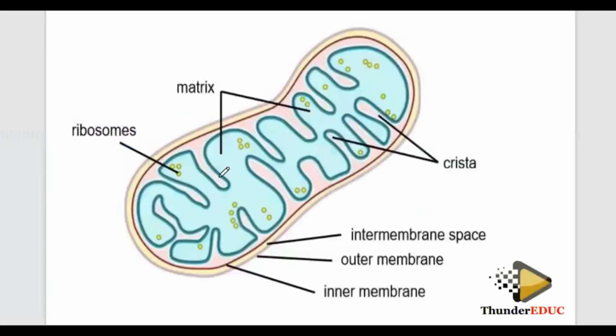Yes, it has an outer membrane. The outer membrane is smooth, but it has the inner membrane. The inner membrane is infolded. You see it that the inner membrane is infolded. Why is it infolded? It's infolded to increase the surface area for this reaction to take place. Yes, that's why when you look at it, it has these infolded surfaces, so that there is an increase in surface area.